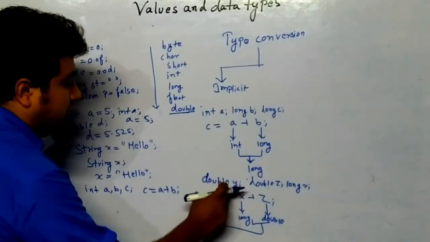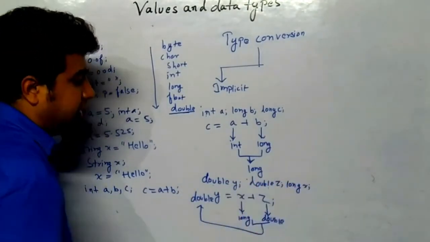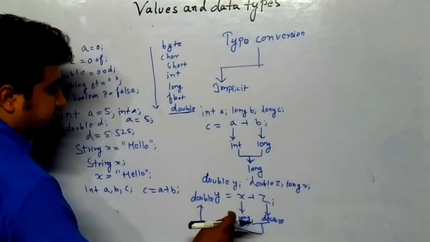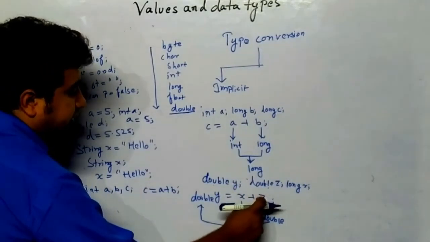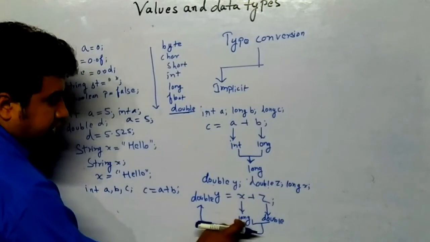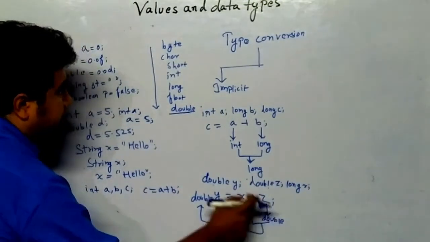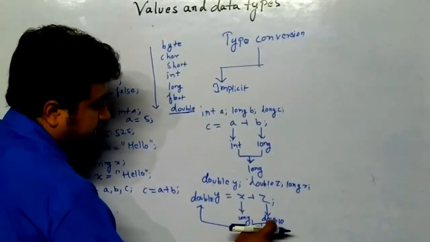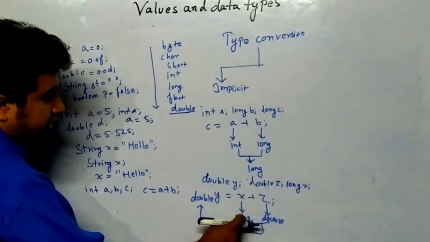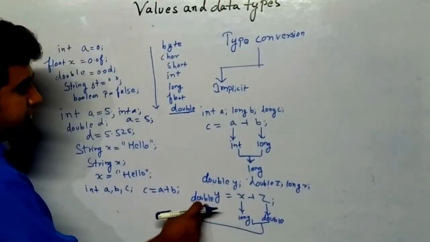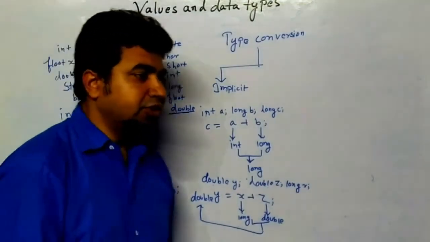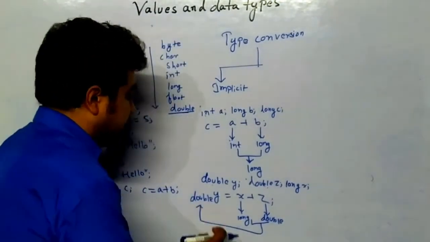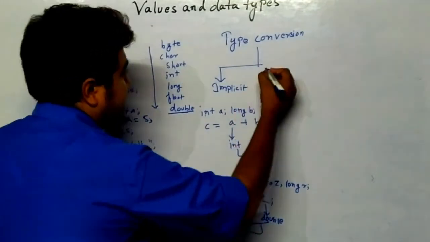Similarly, you can see here double of y, double of z, and long of x. X plus z. X is of type long and z is of type double. Now in the series you can see double is greater than long, so long and double will be converted to double. The result of long and double will be converted to double automatically. This is known as implicit typecasting. This means that with no effort it is automatically converted into the bigger data type. And the other type is explicit.